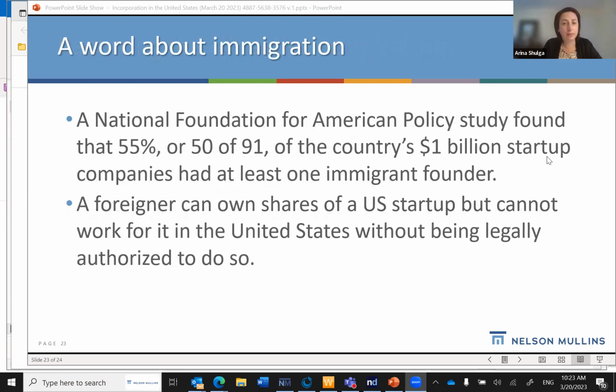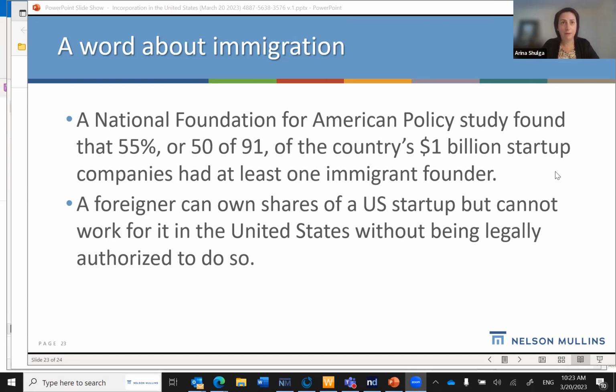And I just want to say a word of encouragement. There are many foreign founders, right? In 55% of US unicorns, there was at least one immigrant founder. Okay. But just one word about immigration. I know you're going to talk with immigration lawyers later, but remember, a foreigner, a non-US person, can own shares of, let's say, a Delaware corporation, a U.S. legal entity, okay? But let's say we're talking about a C Corporation, a Delaware corporation. So a foreign non-U.S. person can own shares and become a shareholder of a Delaware C Corporation.